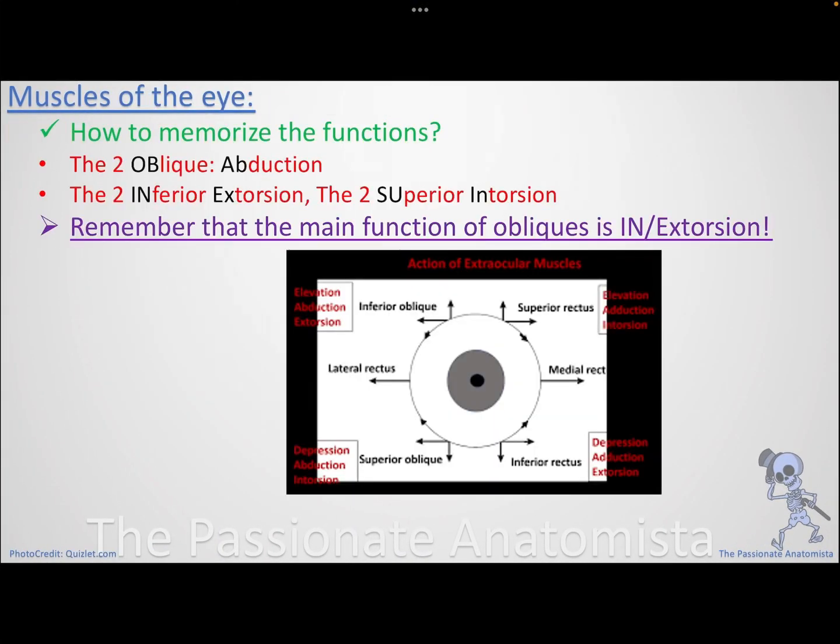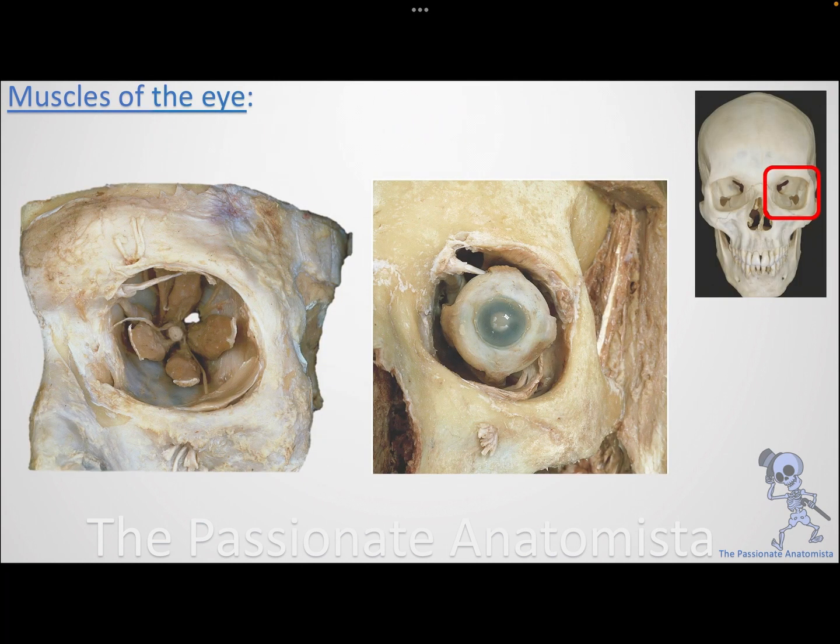All right, guys. Now, this is just a summary to remind you about the functions. Now let's look at a practical note and see how the recti are coming in a straight-like motion. That's why we call them superior rectus, inferior rectus, medial. What is my nose? Here is my nose. So this is medial rectus and this is lateral rectus. And these are the main muscles.